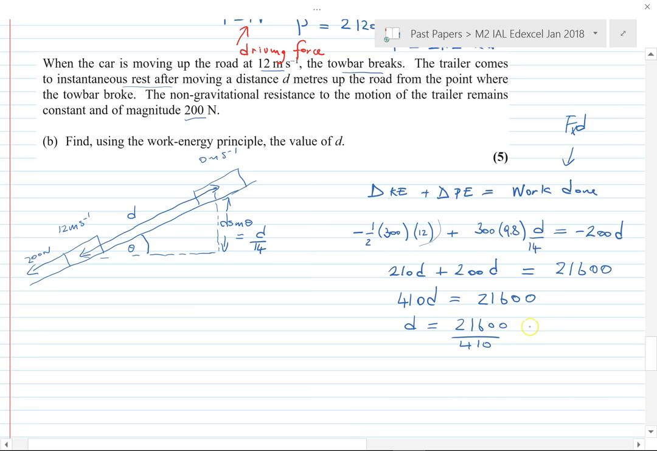So d equals 52.7 to 3 significant figures. You can also write 53 meters because of the use of g, but don't give any more than 3 significant figures. Okay, so that's question 6. Now let's do the final question, 7.